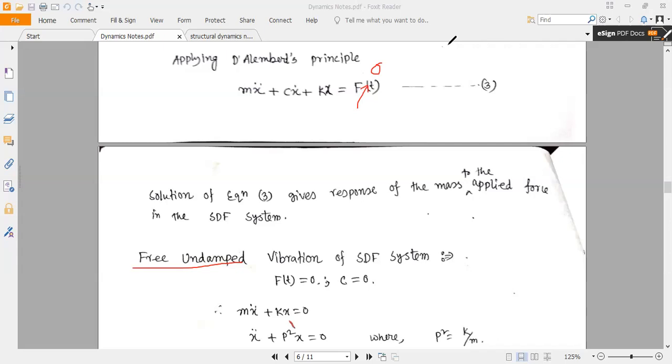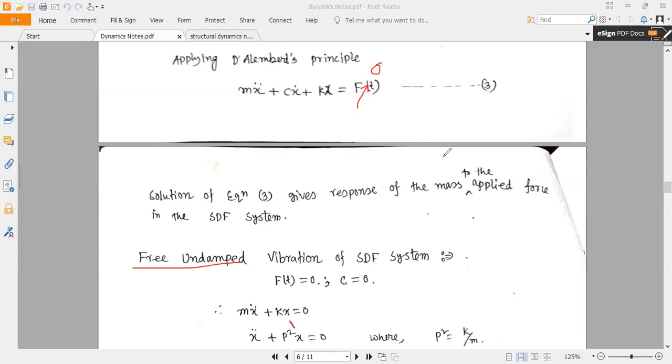Okay, so that's why force is zero and C is also zero. Why is C zero? Undamped. There is no damping in this, so C is equal to zero.